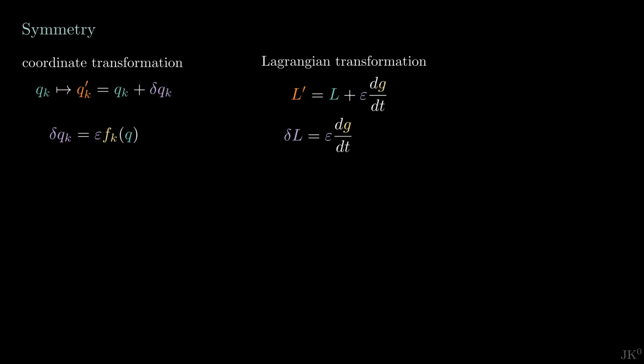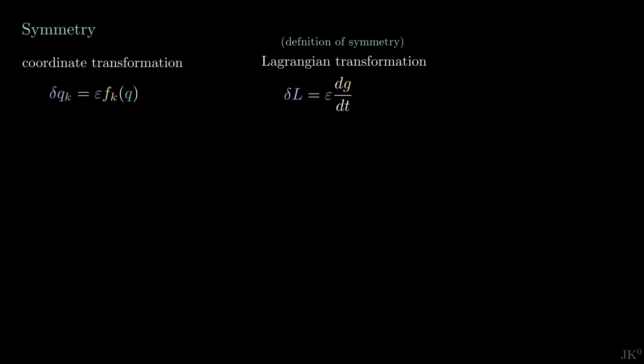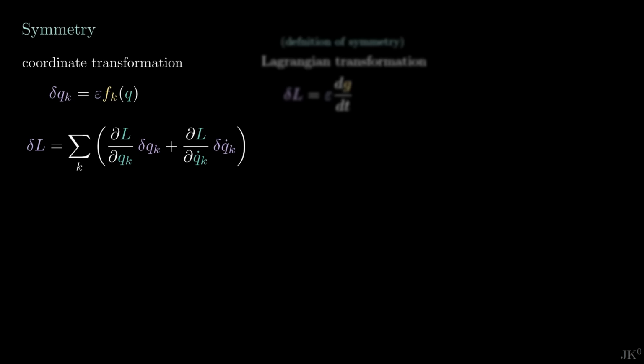Writing these results using the infinitesimal variation of the coordinates and the Lagrangian, we get the following. Now let's put our definition of symmetry aside for a moment, and let's explore how the Lagrangian changes under a coordinate transformation. Using the chain rule, we get one term for the change in coordinates q and another for the corresponding change in speeds q dot.